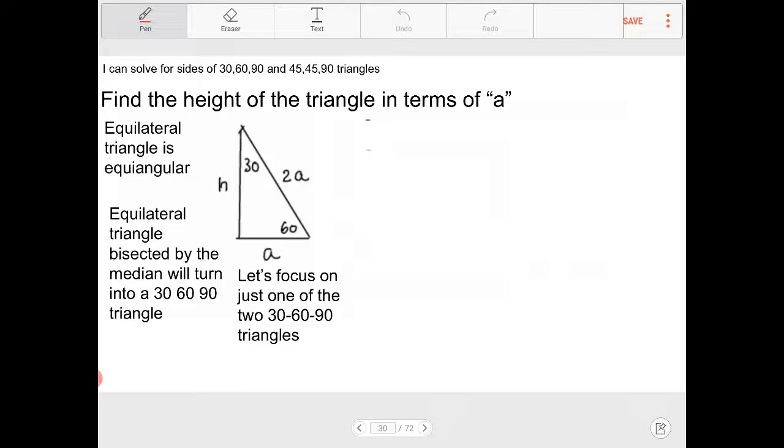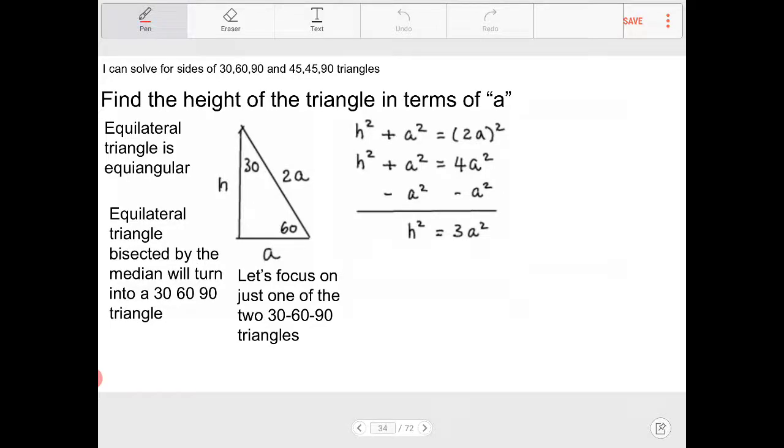I again want to figure out the side length h here in terms of a. So to do this, we're going to again apply the Pythagorean theorem. We're going to say h squared plus a squared is equal to the quantity 2a squared. We're going to square 2a to get 4a squared. Let's subtract a squared from both sides. We end up with h squared is equal to 3a squared. Let's take the square root of both sides. We'll end up with h is equal to a square root of 3.